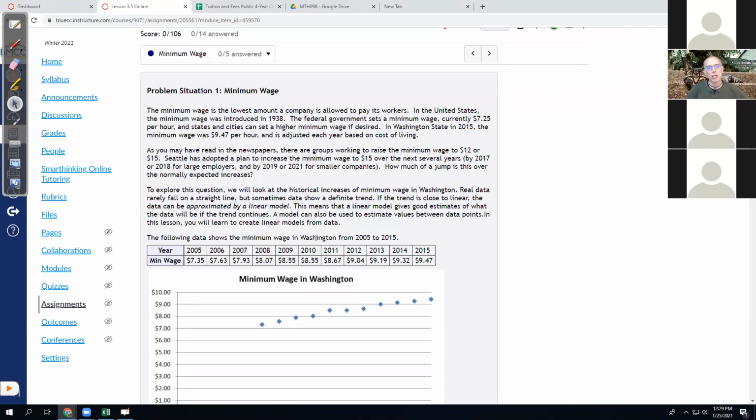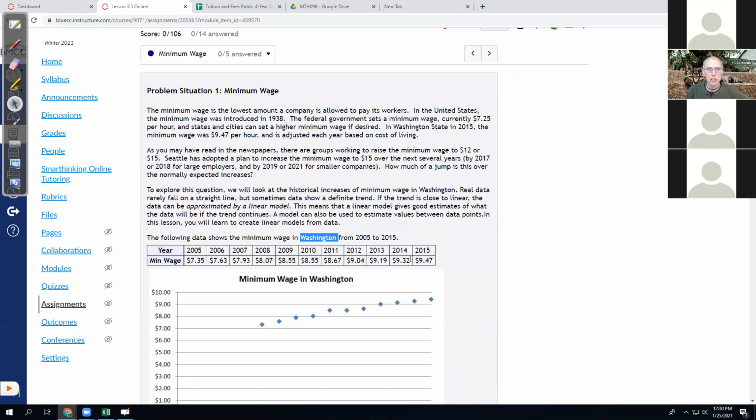And this is minimum wage in Washington State from 2005 to 2015. And we're just going to see if we can find an equation through there. Now, if you look, these kind of line up. They're a little wiggly, not a perfect line, but there's a pretty good line through those points there.